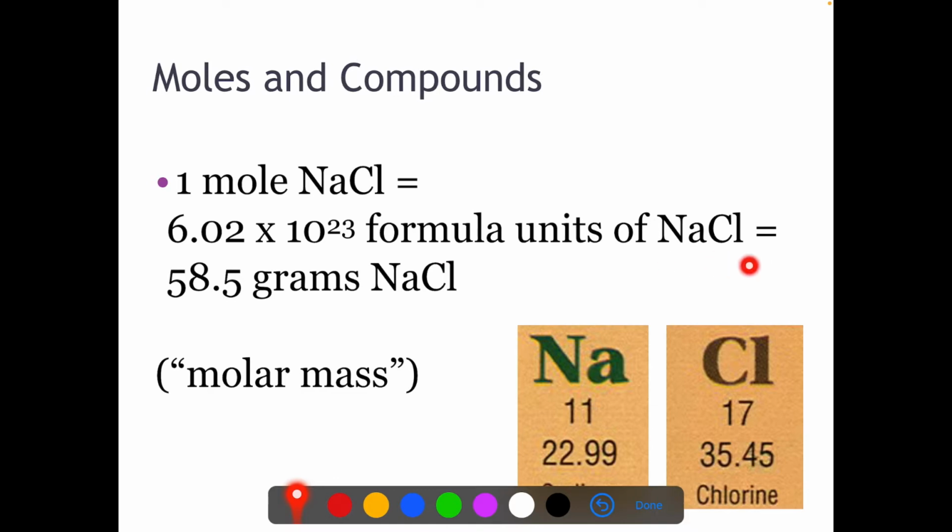Now, the mass of that is 58.5 grams. That's what we call the molar mass. We add the mass of sodium, 22.99, plus the mass of chlorine, and that gives me the mass of 1 mole of NaCl.